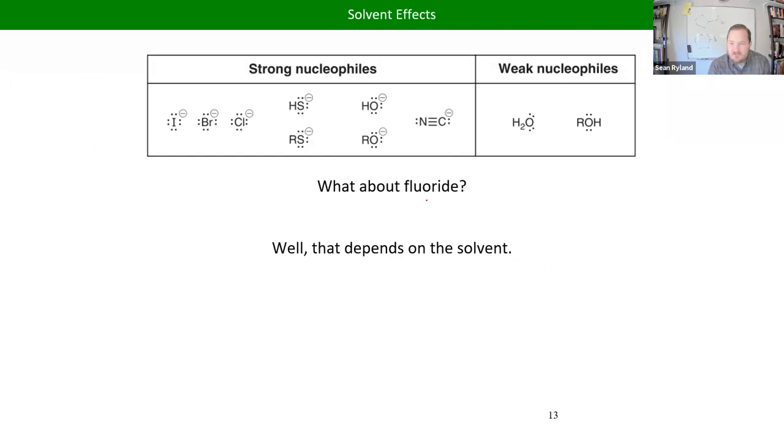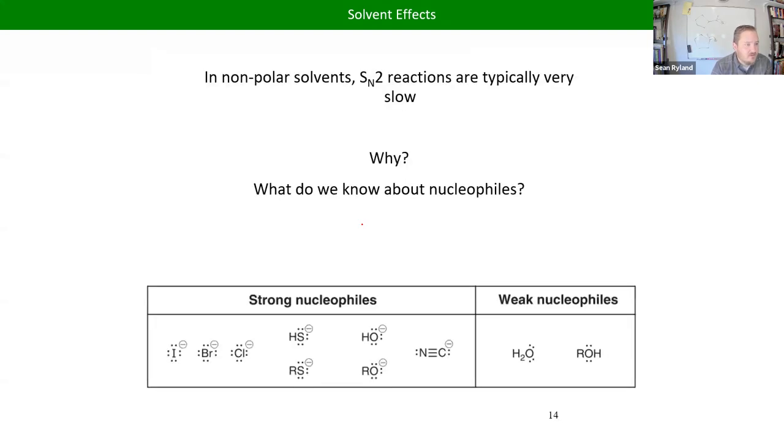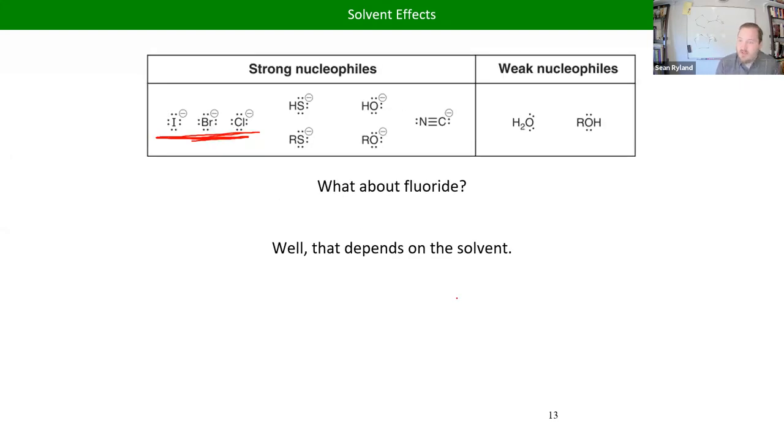Fluoride is interesting. Fluoride's not on this list. If you notice, all of our halides are actually in here as strong nucleophiles, but they're also good leaving groups. Fluoride, on the other hand, depends on the solvent. Because if you put fluoride in the right solvent, it's mostly going to be present in its protonated form. Hydrofluoric acid is a weak acid, right? And so HF, if you have it present in water, is going to be present.